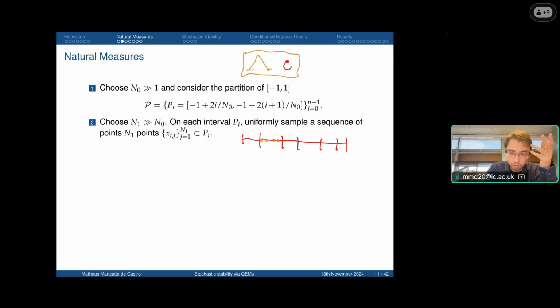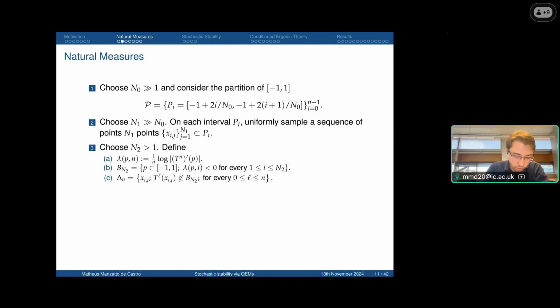So the next stage will be to find the attractor and try to understand what would be a neighborhood of the attractor. Then you would do some exclusion. So the next part is to find the neighborhood of the attractor. To do this, you choose some n2, and you define this lambda_Tn as the finite-time Lyapunov exponent.